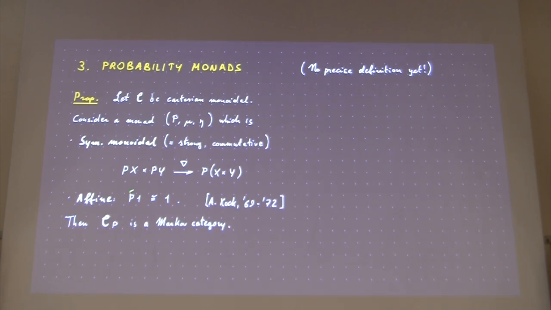Again, you don't have to require this. It just makes things a little bit more complicated. You can always just do measures. But this makes things a lot simpler. And since we're talking about probability monads, not measure monads, we require it.